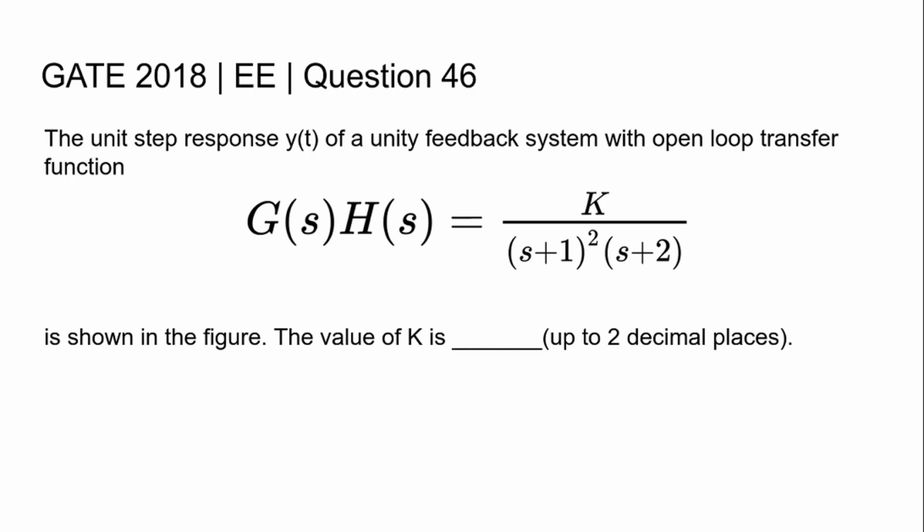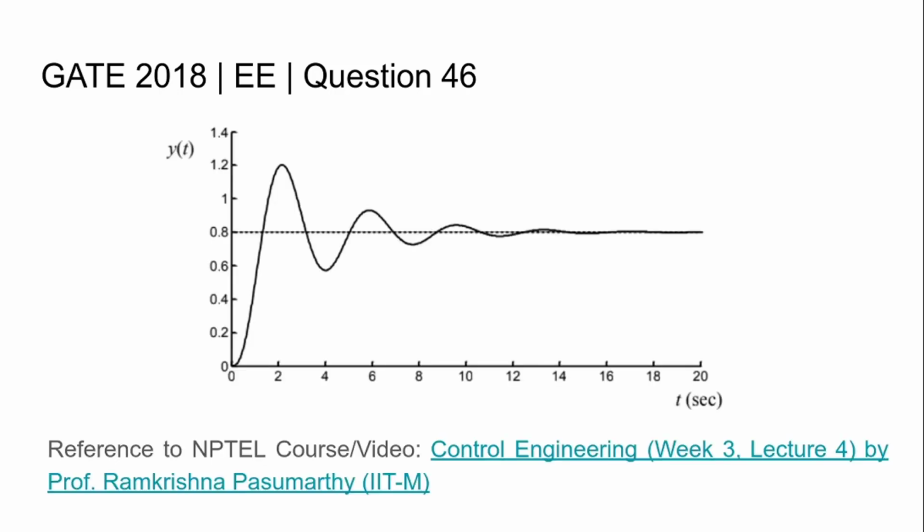Hello everyone. In this question, we are given the unit step response y of t of a unity feedback system with open loop transfer function G(s)H(s) equals K by (s plus 1) whole square times (s plus 2). We are asked to find the value of K.